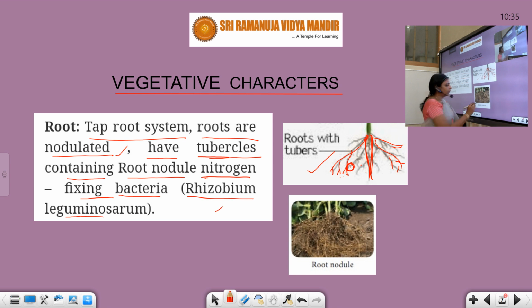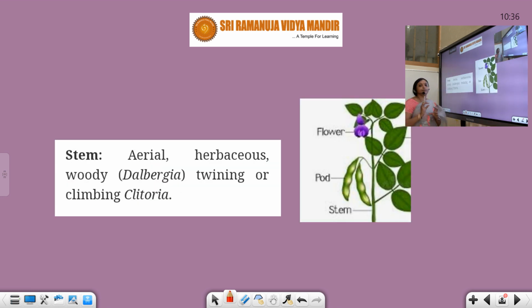Here you can see another slide I put here, and we observe these nodule-like structures. I am making big nodules so that they can be visible for you. Now let's see the stem. After the root, you have to describe the stem, and the description should be brief, that means small, and in a very simple form.